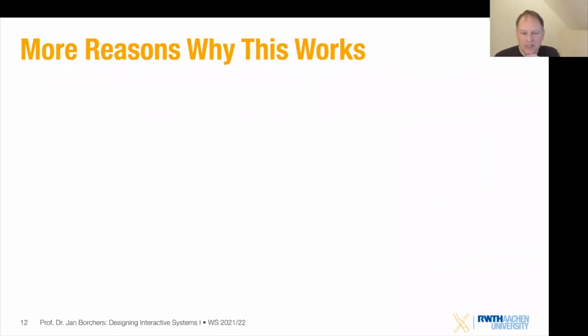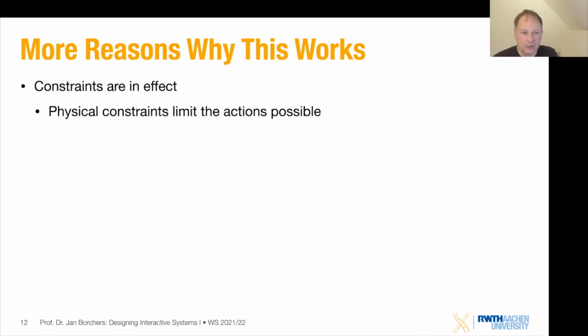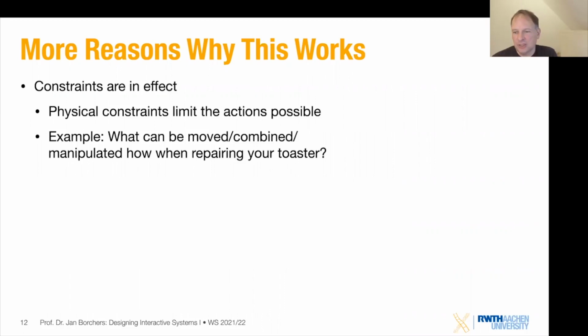There are more reasons why this is working, right? For example, constraints are in effect a lot of the time when you are out in the world and doing stuff. Physical constraints will limit the actions that are possible. For example, let's say you decide to repair your toaster. Hopefully you pull the plug first, and then you will find that there are only certain parts that can be moved, that can be manipulated, or that can be combined in certain ways when repairing it, right? It won't fit together in a million different ways. It's not a box of Lego pieces.